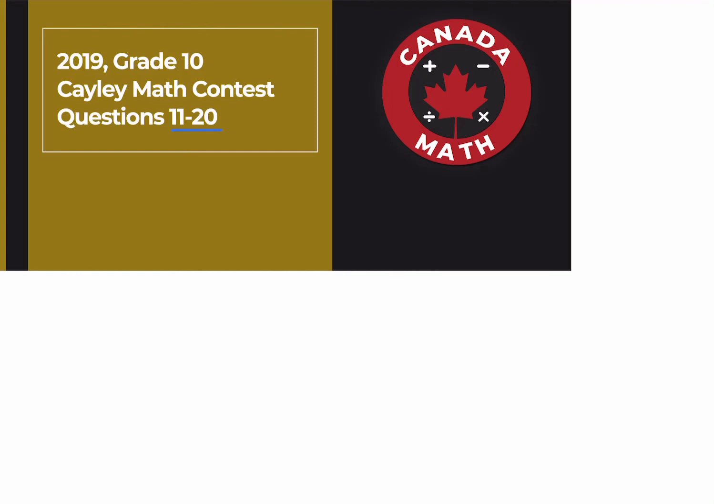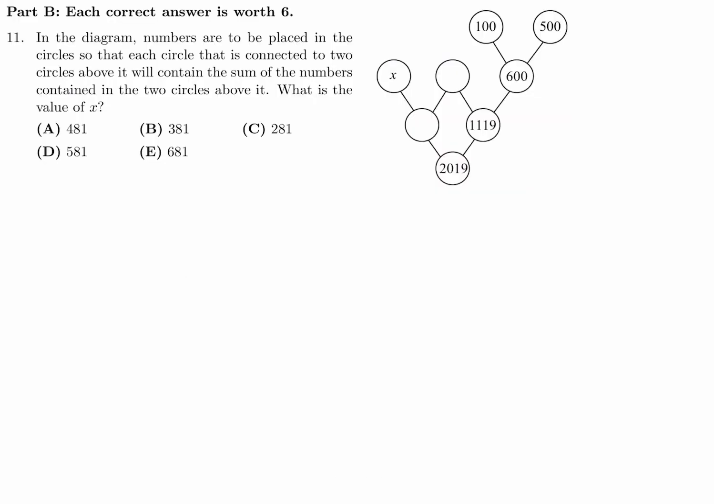Questions 11 through 20 on the 2019 Grade 10 Cayley Math Contest. In the diagram, numbers are to be placed in the circles so that each circle that is connected to two circles above it will contain the sum of the numbers contained in the two circles above it. What is x? As you can see, 100 plus 500 is 600. So that's basically the rule.